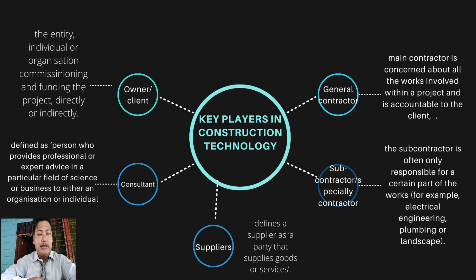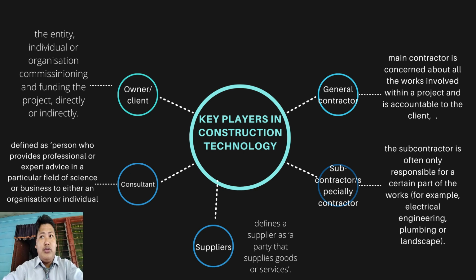There are 5 key players. The first one is owner or client, consultant, general contractor, subcontractor, and the suppliers. There are 2 definitions for the client. The first one is the client is the entity, individual, or organization commissioning and funding the project directly or indirectly. The second definition of the client is the person or company with the controlling interest in the project.